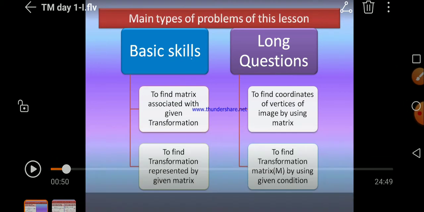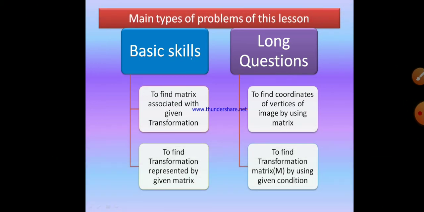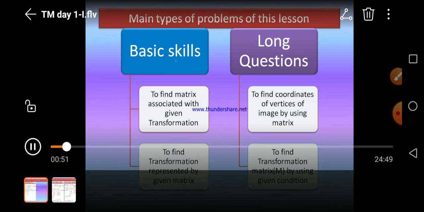And while solving long questions, normally there are two categories. One is that we'll find the coordinates of the vertices of the images by using the matrix method, not by using the coordinates formula, but by using the matrix method. That is one very important type of long question. And the next one is, if the object and images are given, then we'll try to find the transformation matrix. So let's go ahead for some other portions.